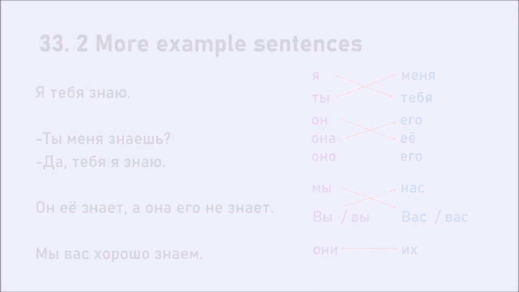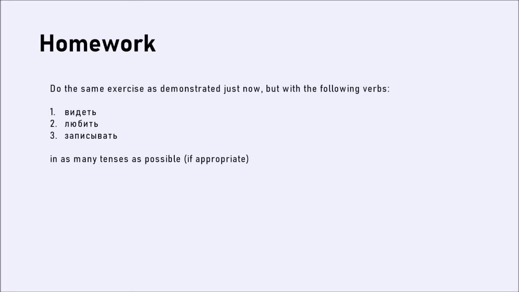So your homework for today, please, and it is crucial that you do this because we need to have a very good foundation with cases. You need to do the same exercise as we've just done now, but with the following verbs. First of all, we have видеть, then любить, and lastly, записывать. Записывать we actually saw already. It was in lesson 24 on verb affixes. Check that out again if you've forgotten. The first two verbs I don't think we've seen before. You will need to see what they mean, and you'll also need to find out their conjugation because they are irregular.